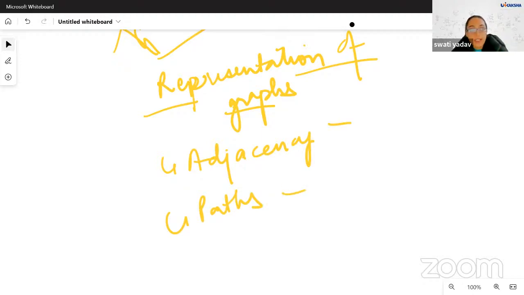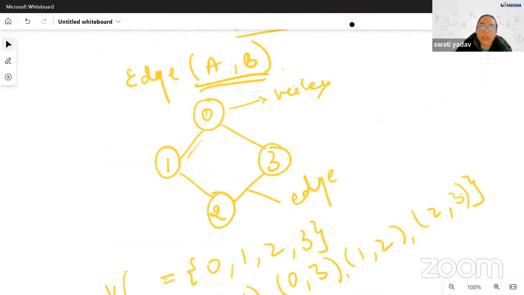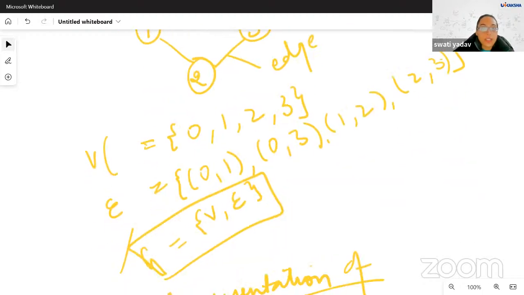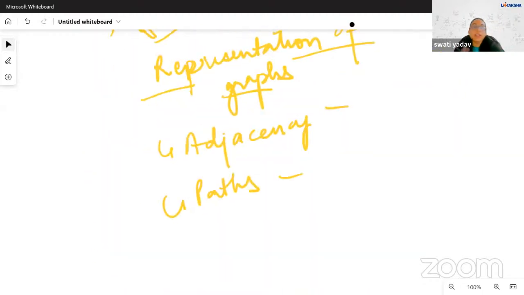Now, adjacency that we see: a vertex is said to be adjacent to another vertex if there is an edge connecting them. Just in this particular image, these are adjacent, right? There is an edge connecting them. These are adjacent, there is an edge connecting them. So adjacency just means that a vertex is said to be adjacent to another vertex if there is an edge connecting them. That is your adjacency.